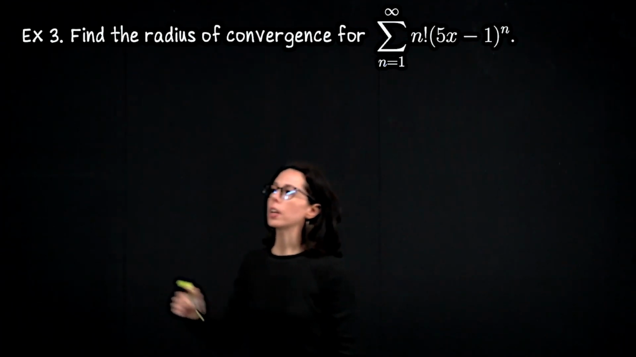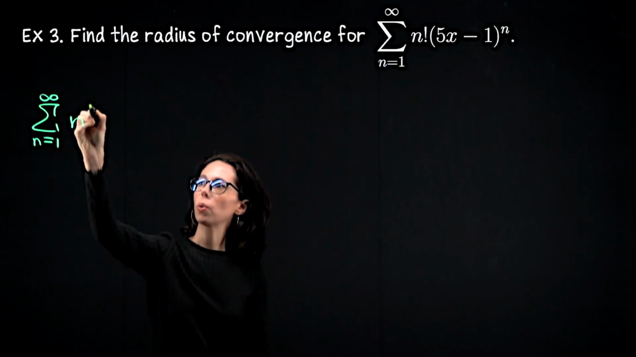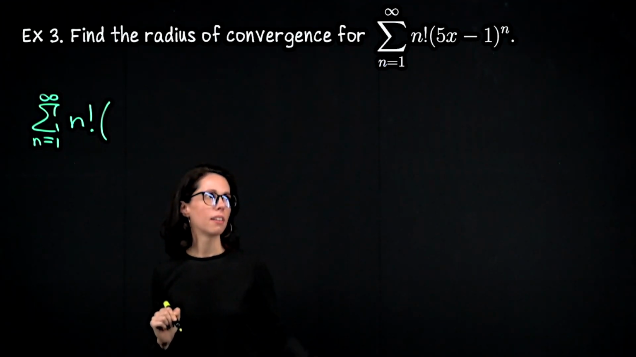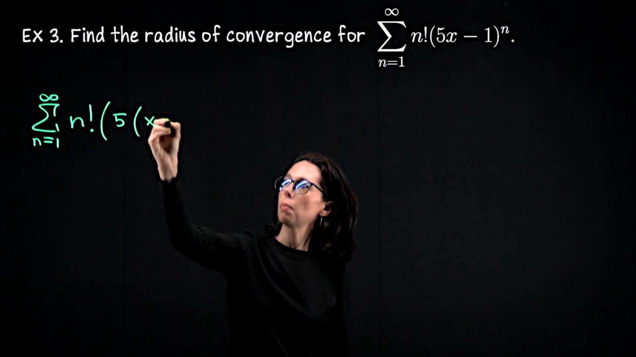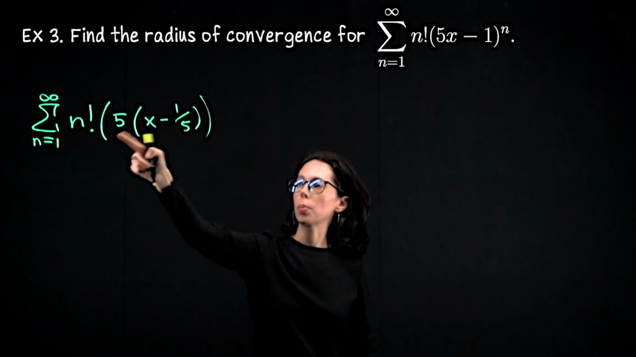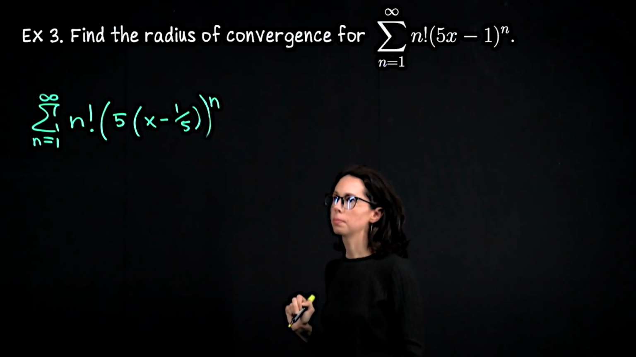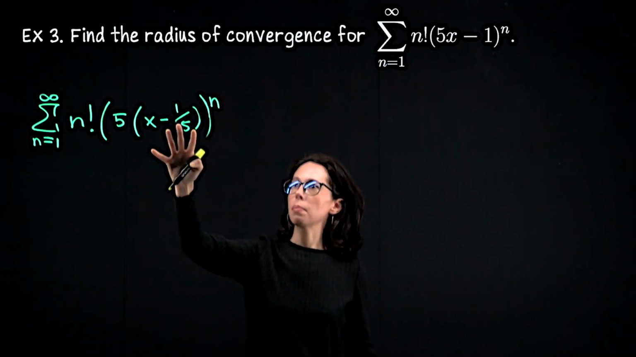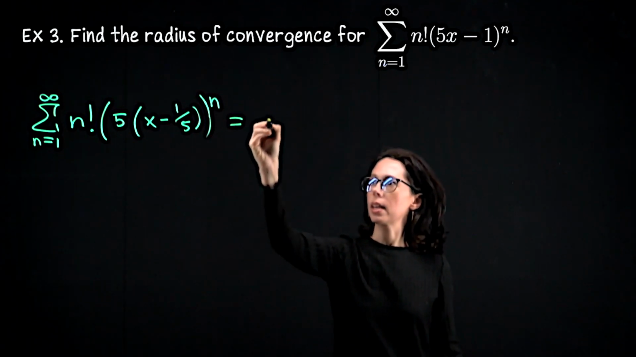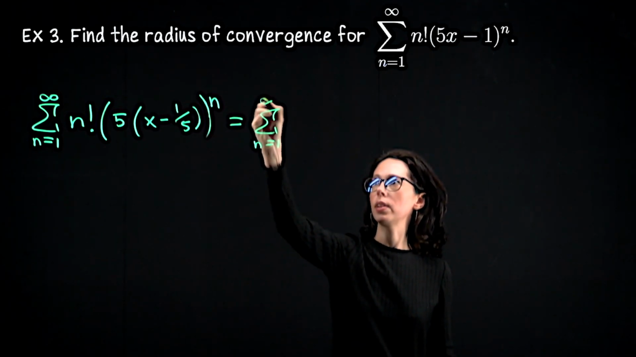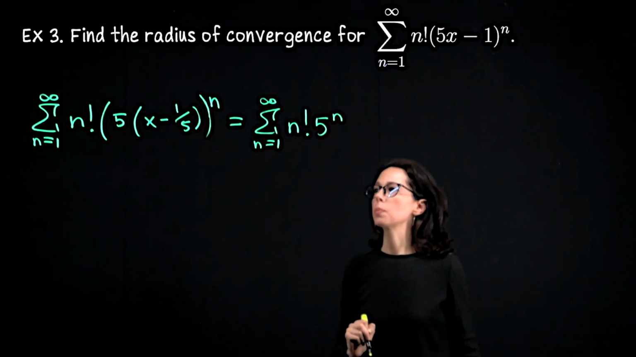ratio test. So first, let me just say that this is going to be the series from n equals 1 to infinity of n factorial. Then what I'm going to do is factor a 5 out of 5x minus 1. So I'll write that as 5 times x minus 1/5, so that if I distribute the 5 back, it turns into 5x minus 1, and then all of that raised to the nth power. Okay. Now, 5 times something raised to the n is the same thing as 5 to the n times this quantity to the n. So I can write this as the infinite series, index from 1 to infinity, of n factorial 5 to the n times x minus 1/5 all to the nth.